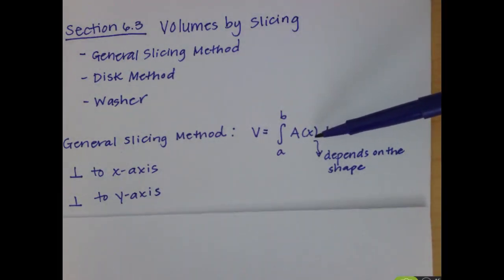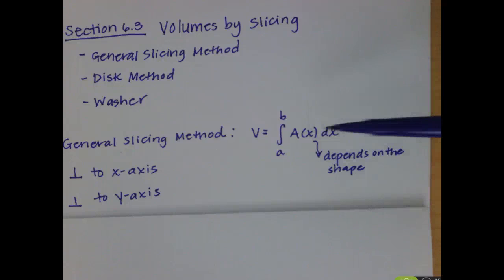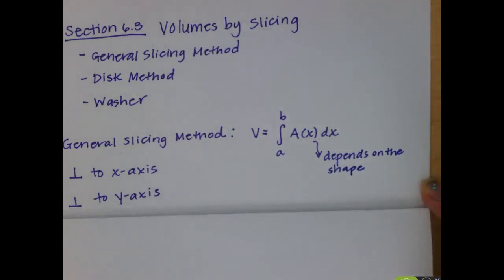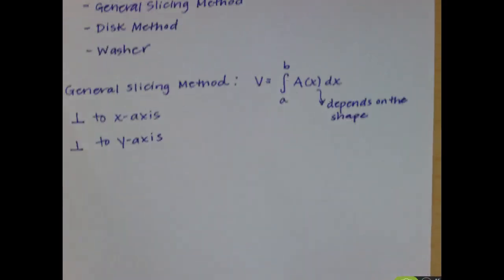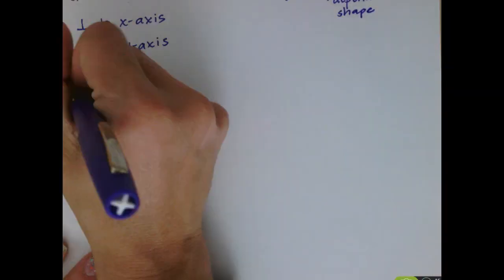So if you have a two-dimensional rectangle drawn on the x and y-axis, then obviously length times width will create an area function. If you have a circular region drawn, a circle, as your two-dimensional shape, then obviously pi r squared creates the area of that function. So your A of x depends on what shape you have. So that's the general slicing method. Again, less useful than the disk and the washer method. So let's go on and talk more specifically about the disk method.